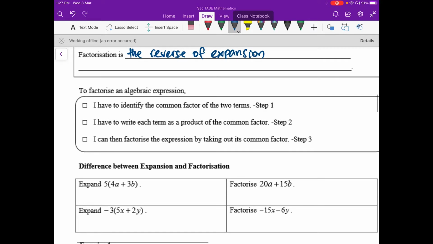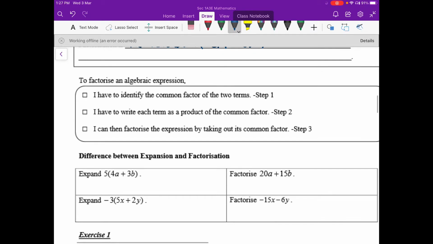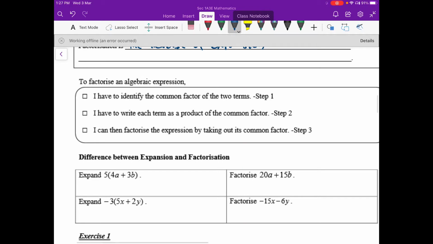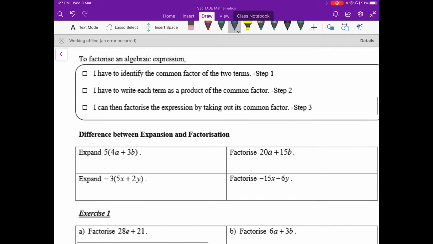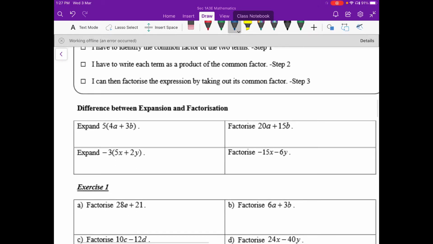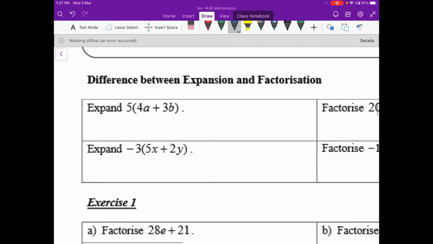Okay, so in order to factorize, I need to identify the common factor, write it as a product and factorize. Now let us do a quick recap. What is our expansion of 5 times 4a plus 3b? That shouldn't be a problem. So this gives us 20a plus 15b.